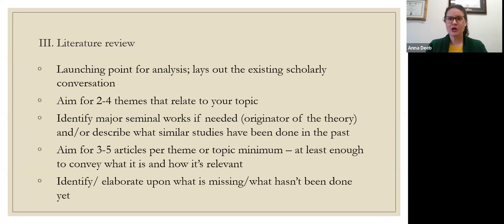Okay, so you want to make sure if you are covering a particular theory or area of study that you are also sharing seminal works or original works that really establish that idea in academia. So who originated the theory or the studies that have been done in the past, you want to make sure you're hitting on the most important ones, right? So aim for about 3 to 5 articles per theme or per topic at minimum. That's probably going to give you enough ground to stand on to convey what's going on in that area and how it's going to be relevant to your work.